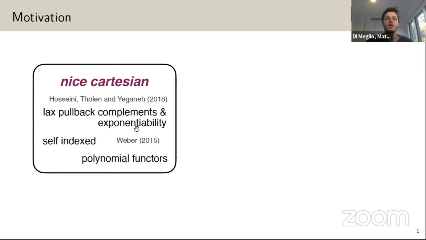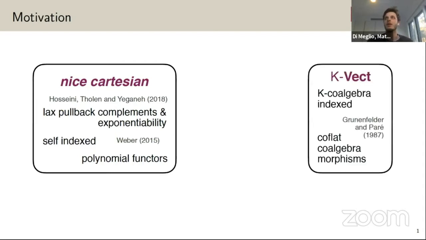So, morphisms for which the pullback functor has a right adjoint, and this notion of lax pullback complement, which Weber also called a distributivity pullback, for characterizing when morphisms are exponentiable and dealing with composition of polynomials. So we have this nice setting in which we can think about polynomial functors. Now let me talk for a bit about this other setting.